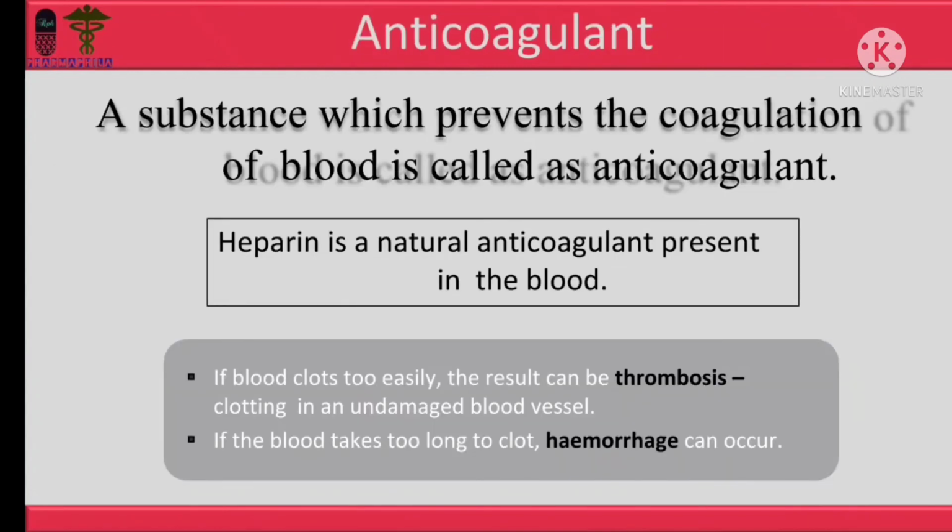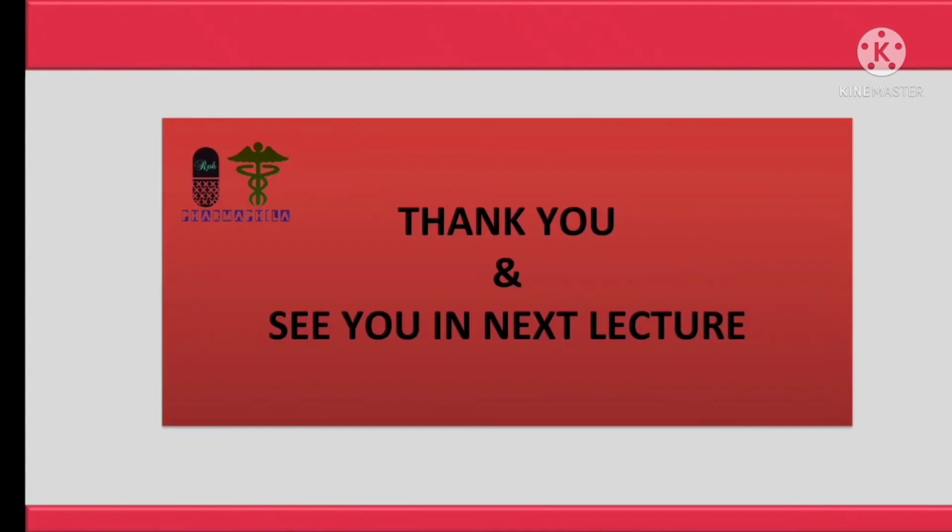Now anticoagulant: a substance which prevents the coagulation of the blood is known as an anticoagulant. Heparin is a natural anticoagulant present in the blood. If blood clots too easily, the result can be thrombosis, clotting in an undamaged blood vessel. If the blood takes too long to clot, it is called hemorrhage. That means excessive blood loss. And that's all from this topic. That is the basic physiology of the blood.